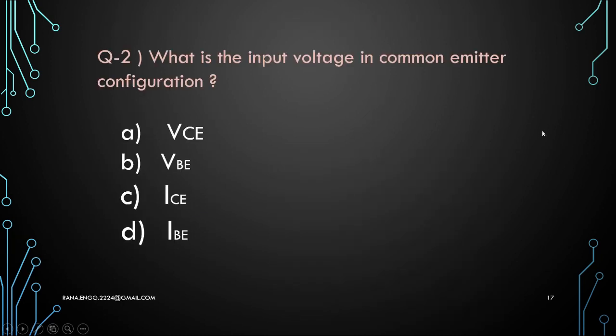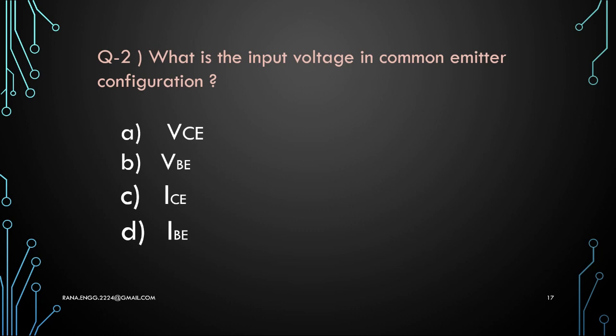The second question is: what is the input voltage in common emitter configuration? Is it VCE, VBE, ICE or IBE? Your time starts now. The first hint is, if it is the input voltage, there is no question of the answer being C or D. The answer should be between A and B.